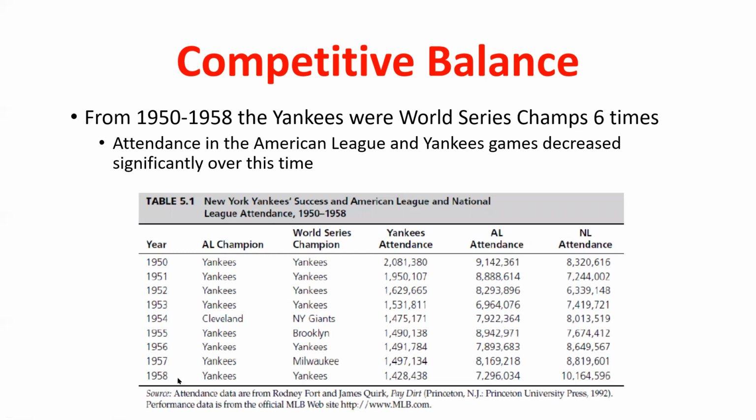If I look from 1950 to 58, notice how many times they're in the World Series: 1, 2, 3, 4, 5, 6, 7, 8 of the 9 years the Yankees were in the World Series, and they won it 6 of those 9, right? So really what we have here is maybe it's not just variation across the league, but maybe we want more turnover at the top. If I'm watching baseball in this time period, the World Series or the AL championship is probably not as entertaining, because I already know probably who's going to win.